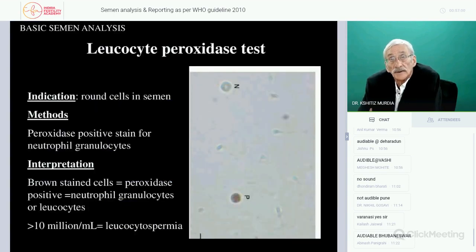Leukocyte peroxidase test is important to distinguish between your round cells and your polymorphs in the semen, because your sperm sample is classified as leukocytospermia if there's more than a million. That should be more than 1 million per milliliter.